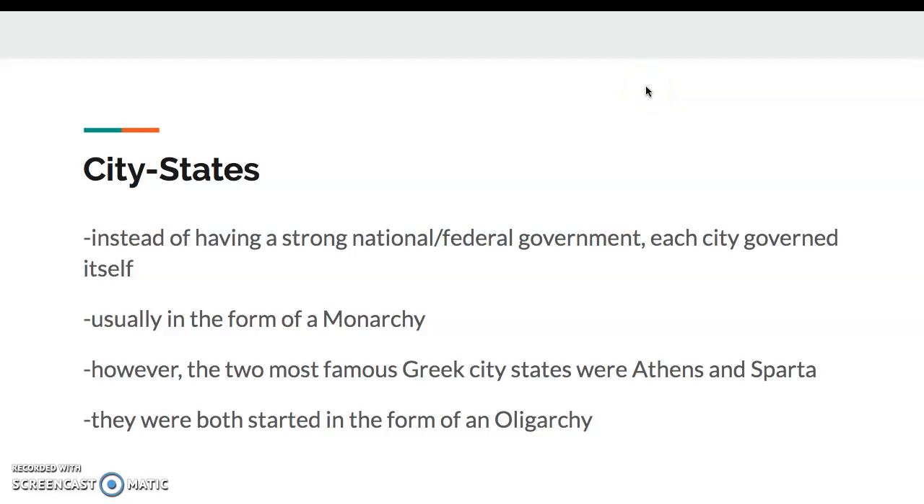During the Dark Age of Greece, the cities, instead of being super allegiant to the idea of a unified Greece itself, instead of believing in a strong national federal government, each city is going to govern itself in a series of city-states. This is usually going to be done in the form of a monarchy, so with a king in charge. The 2 most famous Greek city-states in history are traditionally seen as Athens and Sparta. They are actually going to have the form of an oligarchy. An oligarchy means rule by the few. So you're going to have a few elite nobles, generals, kind of governor type people in charge, and they're going to debate against each other to determine how best to rule.